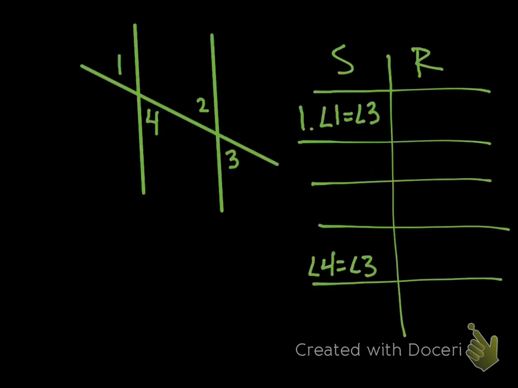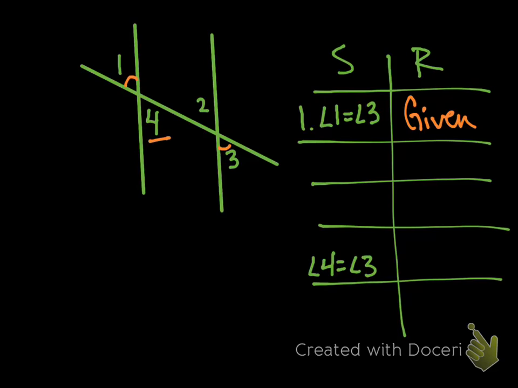Here's another example of a vertical angle proof that we might see. Looking at our proof over here, the first reason is always going to be given. Now we know angle 1 is equal to angle 3. Let's mark that in our diagram. We want to show that angle 4 equals angle 3. So first we need to find angle 4 in our diagram.